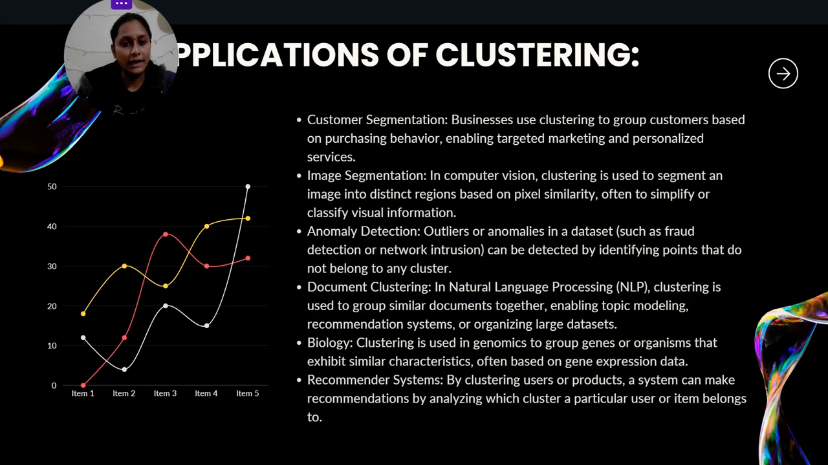Third is anomaly detection. Outliers or anomalies in a dataset can be detected by identifying points that do not belong to any cluster. Next is document clustering. In natural language processing, clustering is used to group similar documents together, enabling topic modeling, recommendation systems, organizing large datasets. Next is biology. Clustering used in genomics is used to group genes, organisms that exhibit similar characteristics, often based on gene expression data. Last, recommender system. By clustering users or products, a system can make recommendations by analyzing which cluster a particular user or item belongs to.